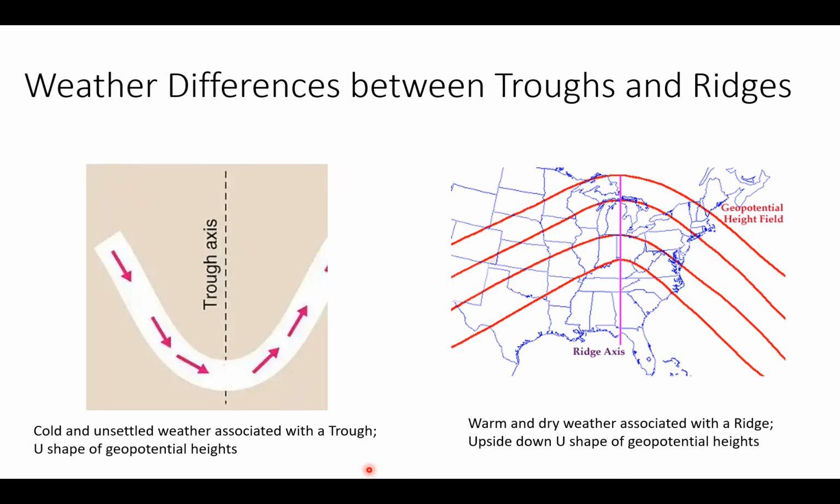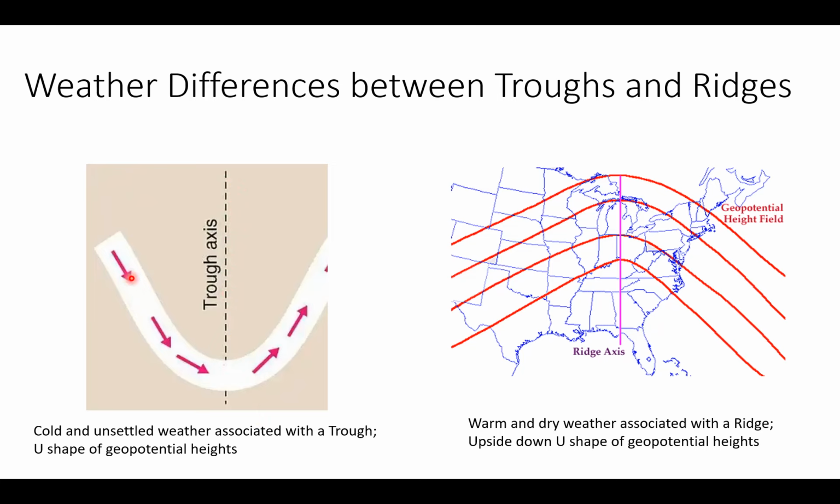All right, so just to start things off, I wanted to talk about the weather differences between upper troughs and upper ridges. Over here on the left, I'm showing a graphic of an upper level trough. These red arrows indicate the wind direction through the trough axis. This black dashed vertical line represents the trough axis itself. And what's so significant about the trough axis is it's the point of lowest pressure or lowest heights. They generally occur right along this trough axis, this line here.